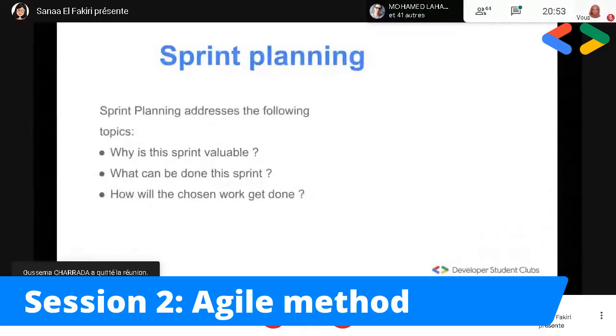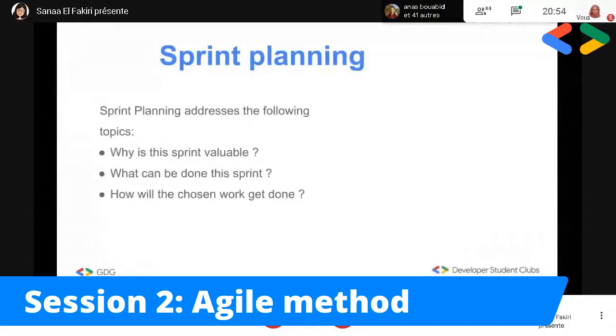So this resulting plan is created by the collaborative work of the entire Scrum team. It's not only the Scrum Master or the product owner or some developer. It's kind of an open event, and they can invite stakeholders to attend the sprint planning and maybe provide advice.